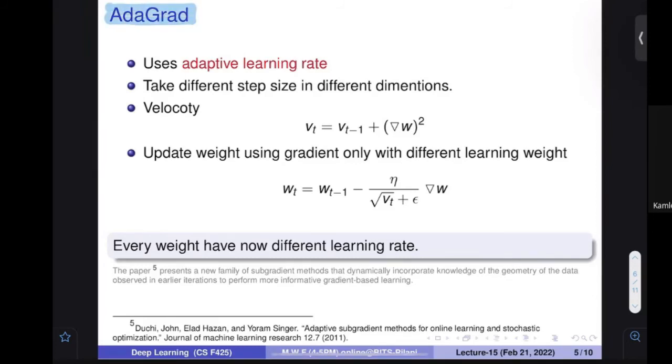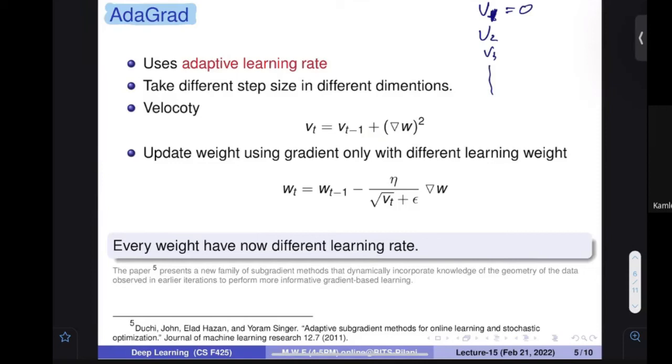Interesting idea. It maintains one more variable, and please focus on this. There is one more variable called Vt. What is Vt? Vt is Vt minus 1 plus the square of the gradient at that particular point. Initially you may think that Vt has some initial value, say V1 is equal to 0, then it becomes V2, then V3, and so on.